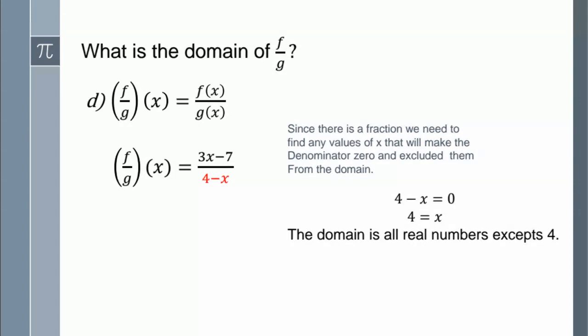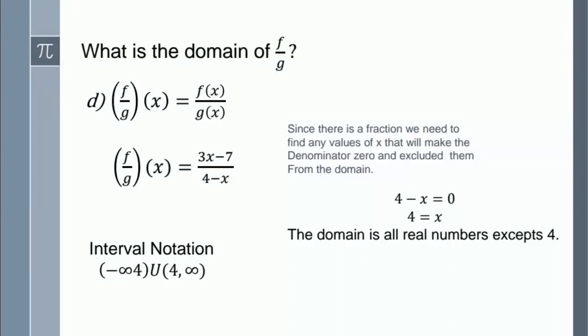But again, our computer problems are going to ask us to write this in interval notation. So the interval notation of this would be from negative infinity to 4, union from 4 to infinity. And again, they are parentheses because I cannot include the 4.